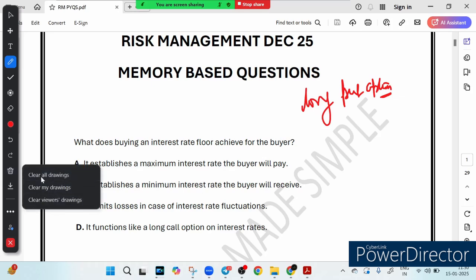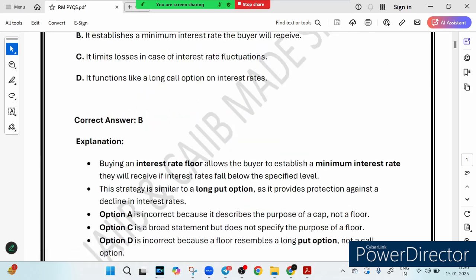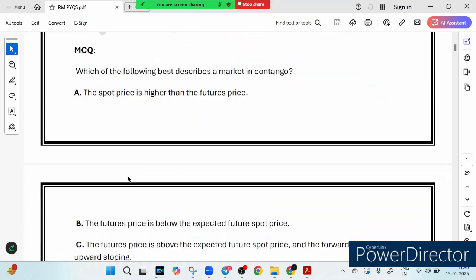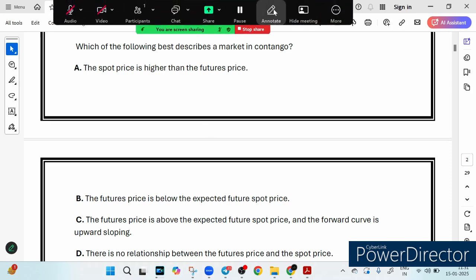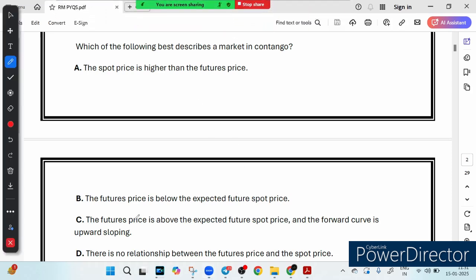Okay, now let's move on to the next question. Question number 2. Which of the following best describes a market in contango? Option A says that the spot price is higher than the future price. Option B says that the future price is below the expected future spot price. Option C says the future price is above the expected future spot price and the forward curve is upward sloping. And option D says there is no relationship between the future price and the spot price.